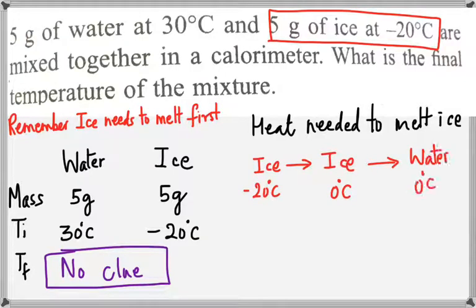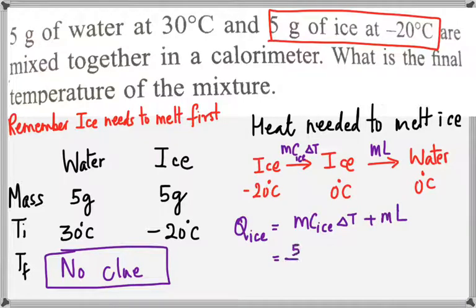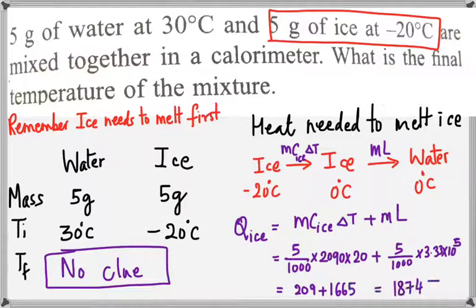Now here ice is at negative 20 degrees Celsius. Remember, it's not at 0 degrees Celsius, so we have to bring it to 0 degrees Celsius and then melt it. So the heat required will have two parts, mc delta T and mL. We apply the formula, apply the numbers, and we get the answer for the heat needed to melt 5 gram of ice as 1874 joules.